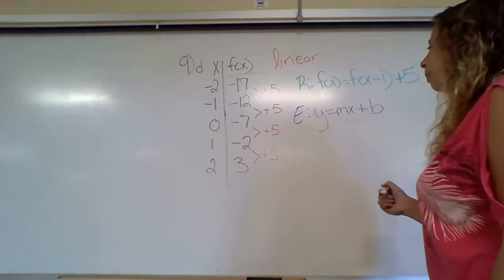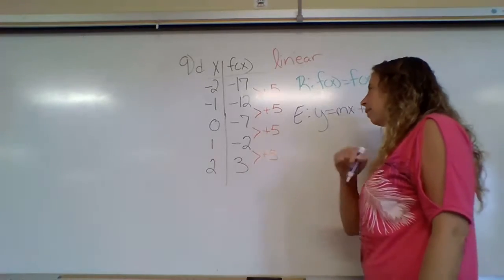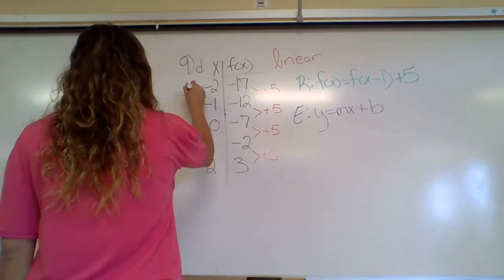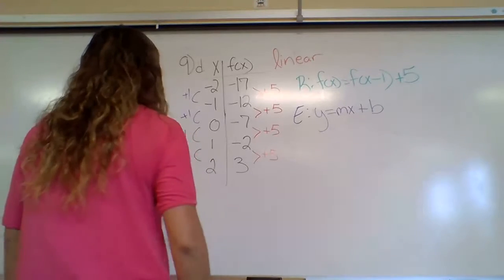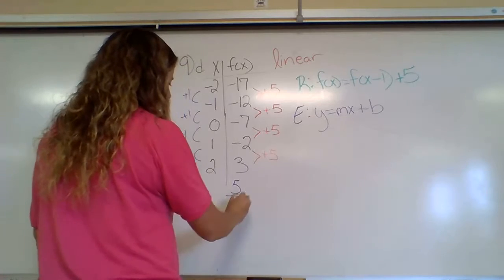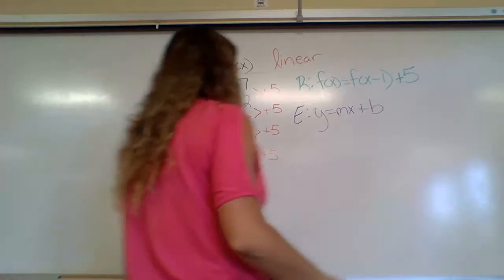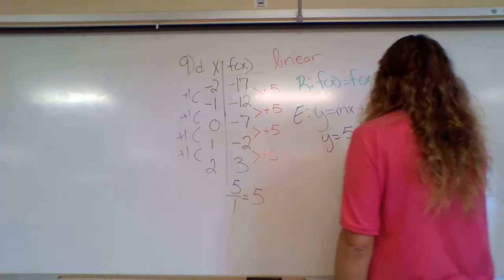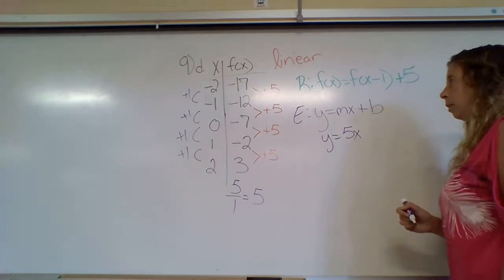So what's my slope? My slope is change in y over change in x. The change in y is 5. The change in x is, it's going up by 1 each time. This one, this one, this one, this one. So 5 over 1 is just 5, because 5 divided by 1 is 5. All right. So y equals 5x. I just substituted 5 in for m, and then b is your y-intercept.